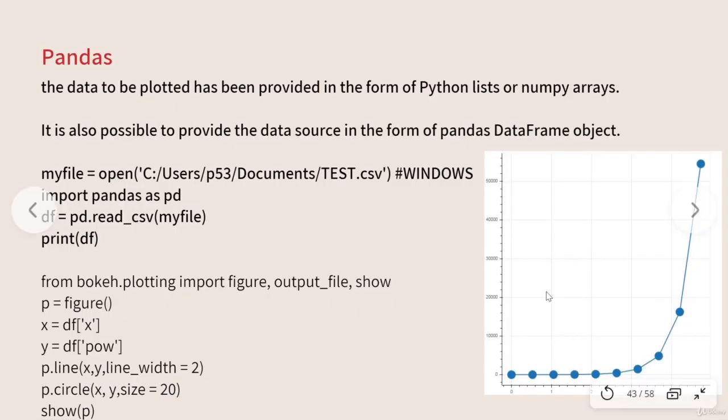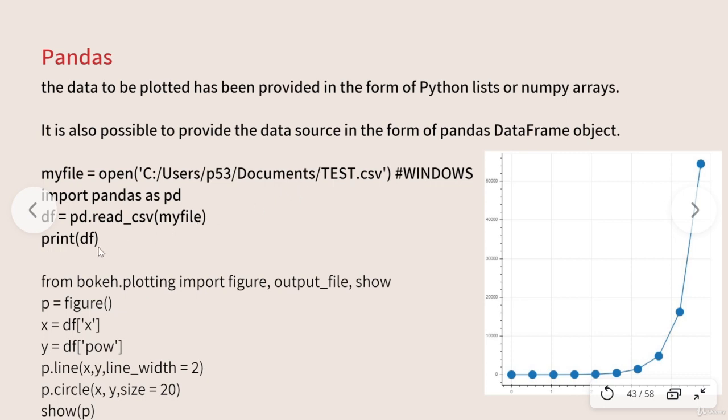In this session, we'll be discussing how Bokeh works with pandas. So in the earlier sessions, I have taken one example, but just to justify it further, let me take another example. So suppose I want to import a file, let's say test.csv, which is already stored in my C drive under the documents folder.